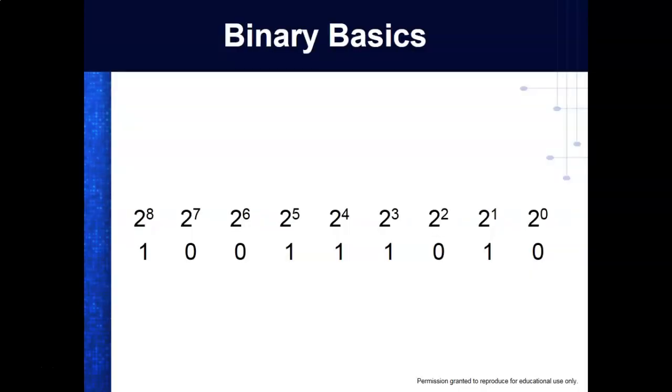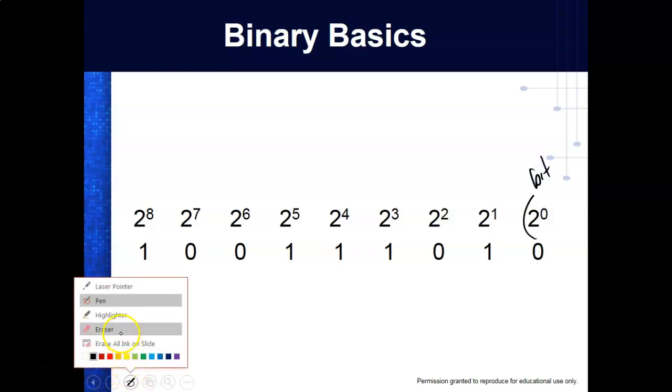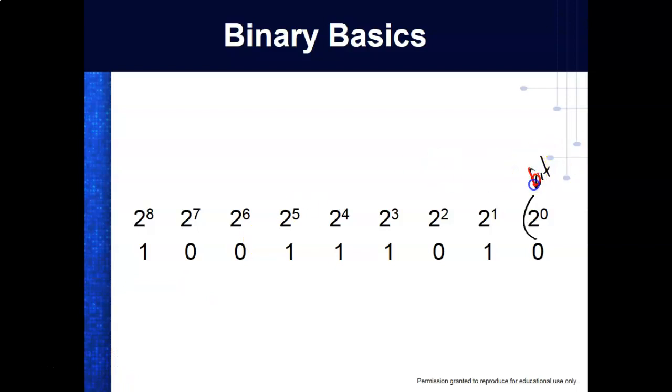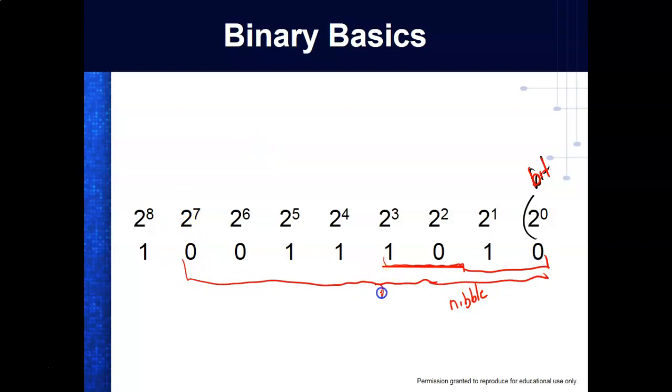Let's get some terms out of the way. We have terms for these numbers. Anybody know what we call a group of them? We call this a bit. We call a group of 4 a nibble. Y'all probably heard the next one: a group of 8 is referred to as a byte.